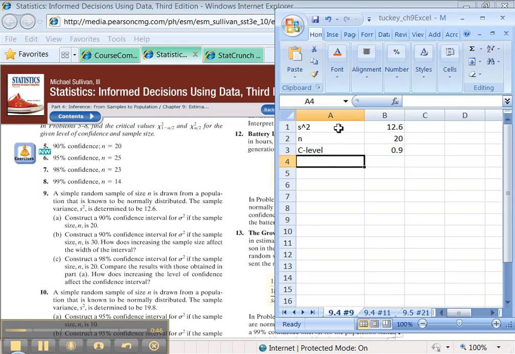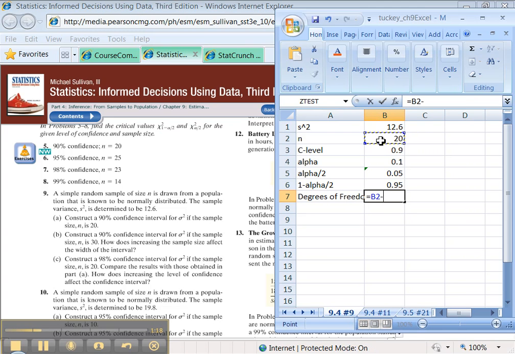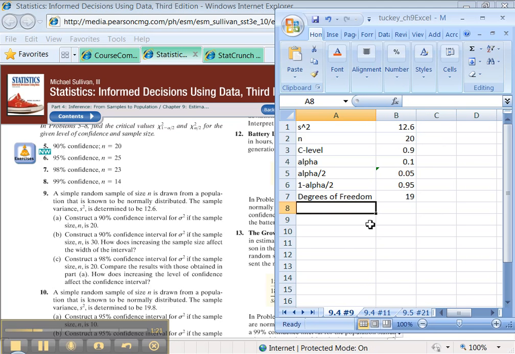All right, so then what's alpha? Alpha is 1 minus that. Alpha over 2 is that value we just found in cell B4 divided by 2. 1 minus alpha divided by 2 is equal to 1 minus that. Now again, if you want to insert the Greek symbols, you knock yourself out. We should also figure out our degrees of freedom, handy thing to know, which is n minus 1. So in this example, it's 19.